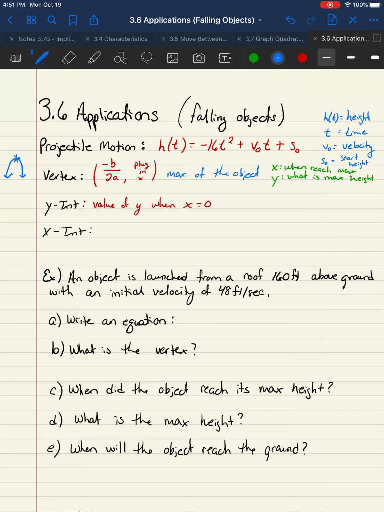The y-intercept. This is the value of y when x equals 0. But when we're talking about a falling object, we're not talking in terms of x and y anymore. We're talking about time and height. So the y-intercept is the height of an object when time is 0. So at the beginning, if I drop my keys from a 20-foot building, the initial height, the y-intercept, would be the 20 feet.